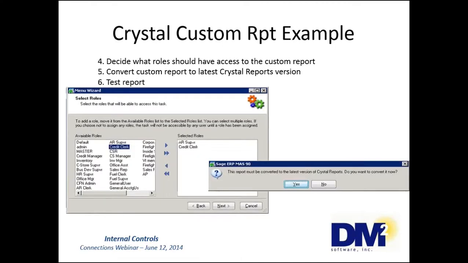You now will want to decide on what roles within the organization will have access to the report. Once you deploy the report, you will need to make sure you run it once in order to convert it to the latest version of Crystal Report so that your users will not run into this message telling them to perform the activity. This also allows you to test the report, which is your last step on your checklist. Now I am going to turn this over to Cade, who will be going over user documentation.